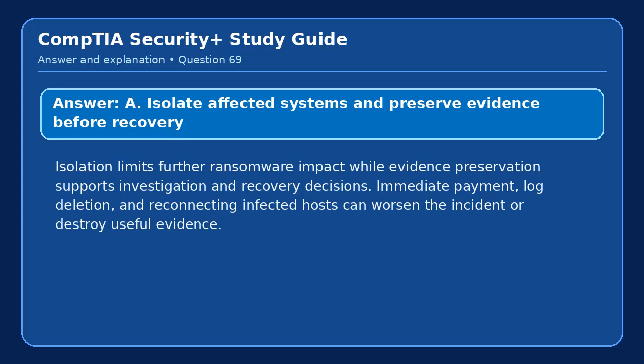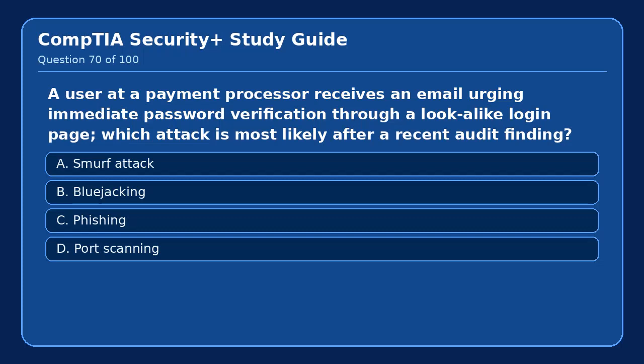The answer is B. Vishing. Vishing is voice-based social engineering that uses phone calls to manipulate victims. Smishing uses text messages. USB pretexting is not the best label here, and DNS tunneling is a network technique.